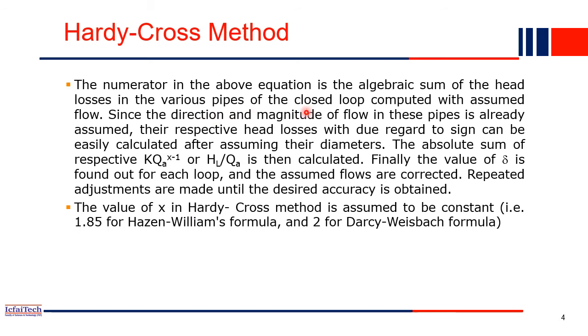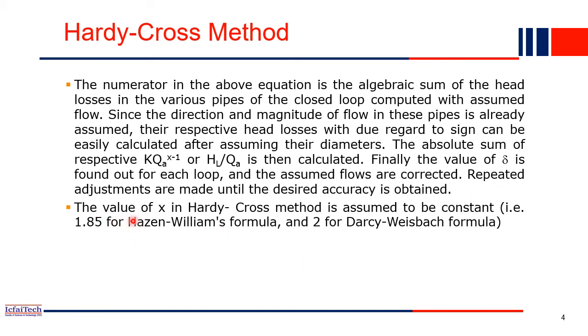Since the direction and the magnitude of the flow in a pipe is already assumed, their respective head loss, with regard to the sign, can be easily calculated after assuming their diameters. So the absolute sum, which we have already found, is then calculated. Finally, delta is the correction factor, basically the error found in each loop of water.